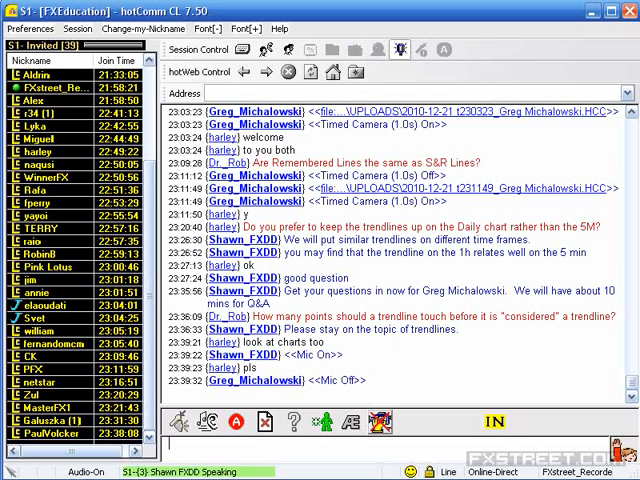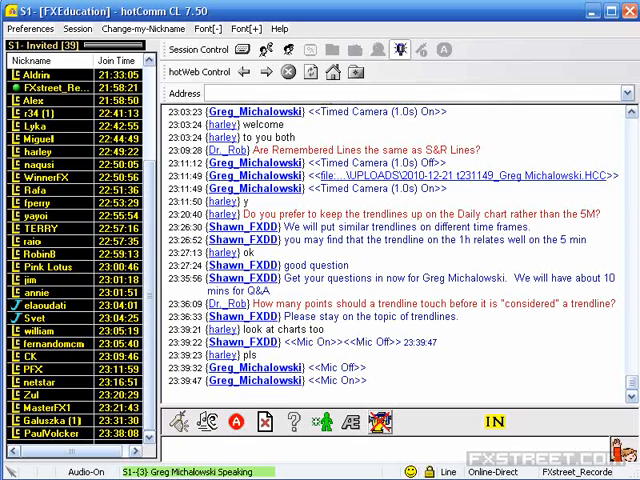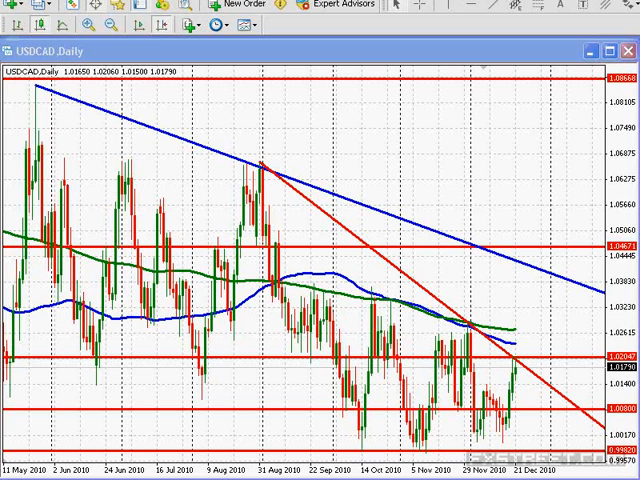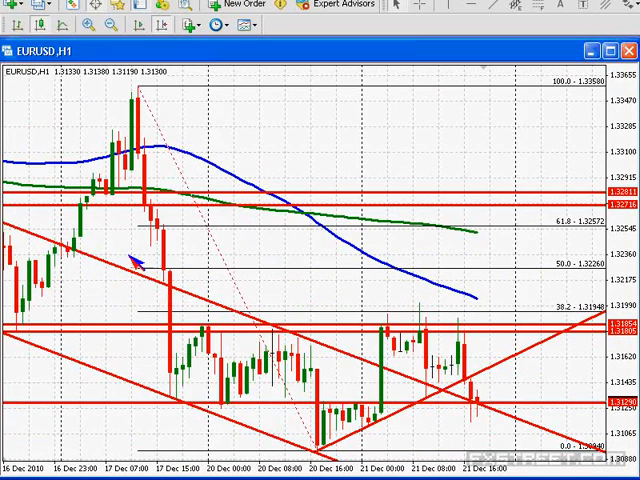Great question. The question is from Dr. Rob. He wants to know how many points should a trend line touch before it is considered a trend line? That is a good question, but you need 2 points to make a trend line, and so that's the minimum. Okay, the minimum is 2 points to make a trend line.